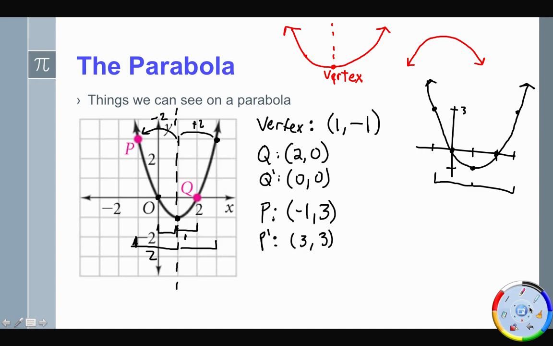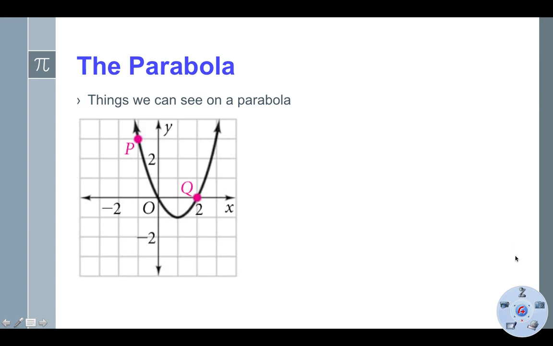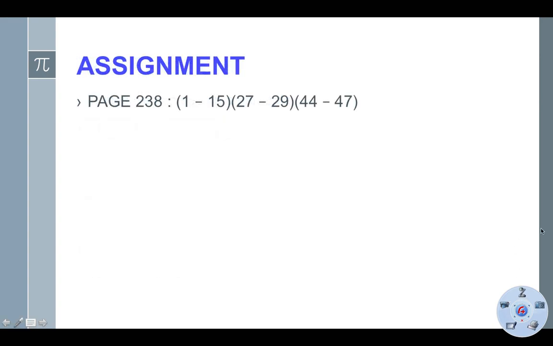All right, so those are the things that we can see on a parabola. What do we have left, if anything? Oh, looky there, we have an assignment. If you already received the assignment sheet, we're going to change that assignment, and we're going to put this on there for 5.1. And if you have not received the assignment, this is the assignment for chapter 5.1, and I will get you a new assignment sheet tomorrow.